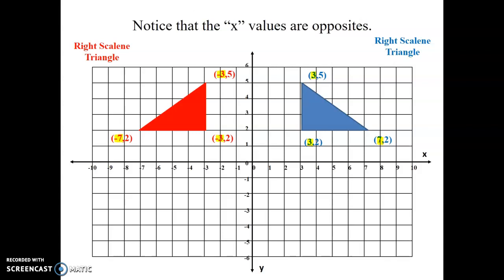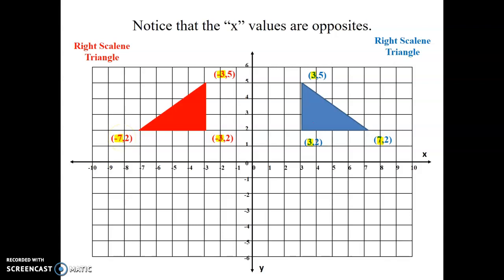You might have noticed that the x values are opposites of each other, where the y values stayed the same. When I reflect over the y-axis, all I really need to do is take the opposite of the x value of my original shape to get my reflected shape. Now, because I did not move this figure up or down at all to reflect it, none of my y values are going to change.